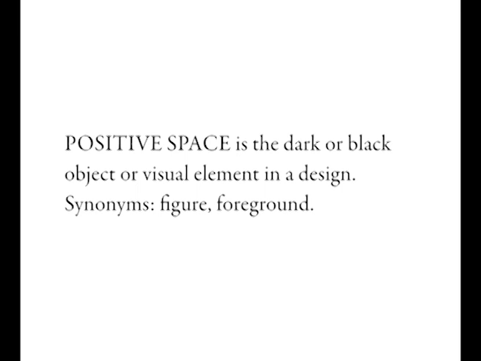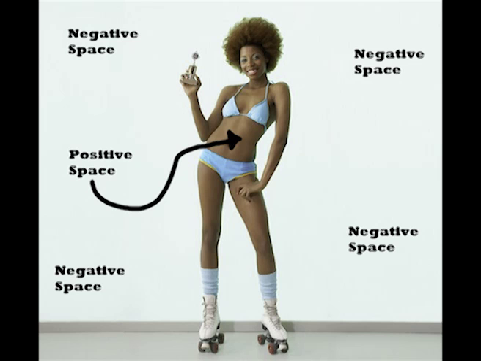Positive space is the dark or black object or visual element in a design. Synonyms: figure or foreground. The positive space, figure, and foreground are all the same. They're all talking about the same thing. So it has to be the black? No, it doesn't have to be black. That's confusing, maybe, I know. We were talking about figure ground reversal. It could be white. It's like the foreground element helps.